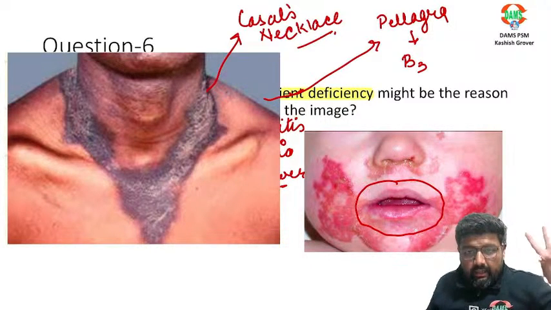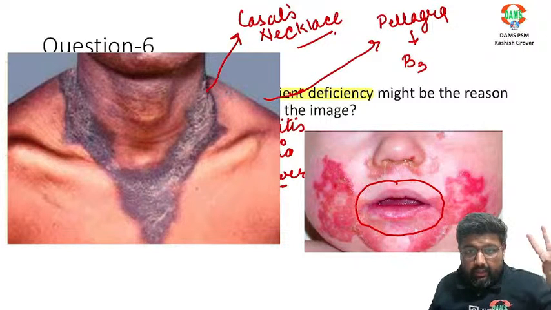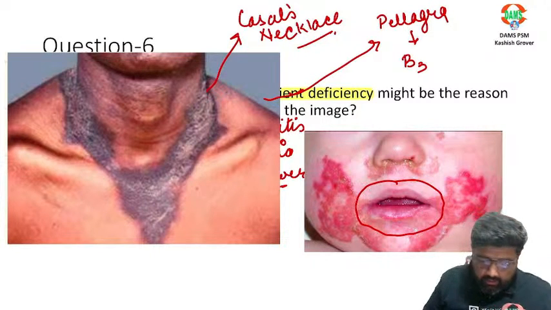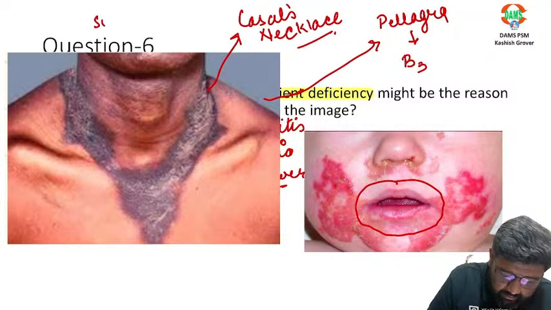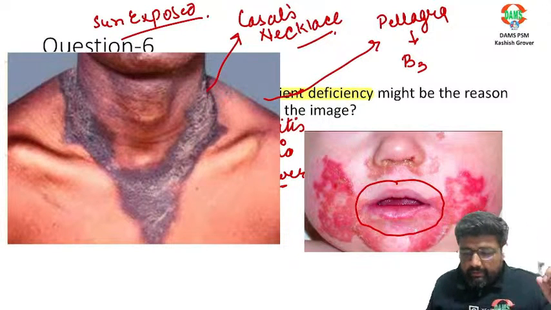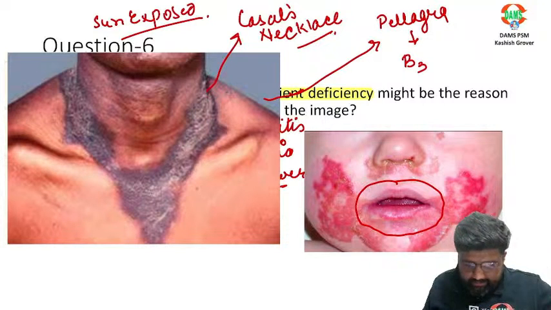So guys, can I go ahead? Are you able to understand? If you are making the concept, can I get some thumbs up in the chat box? Yes, very good beta. It is sun exposed. Some thumbs up in the chat box.